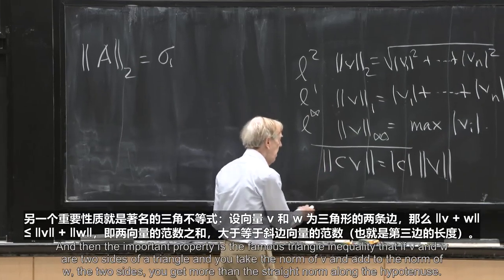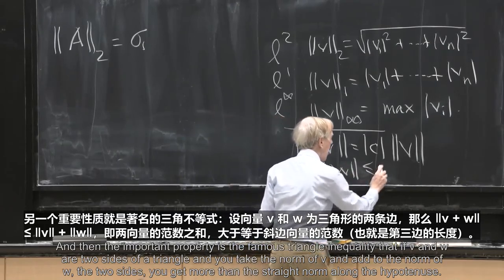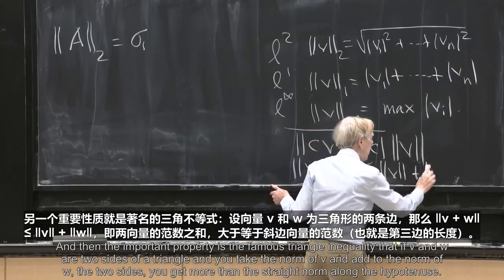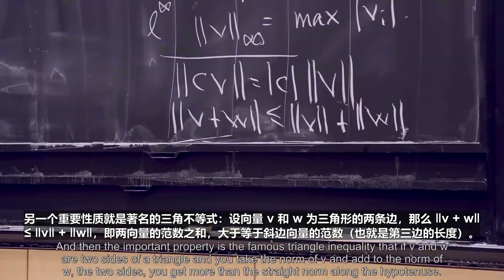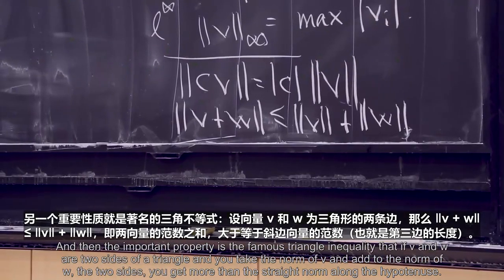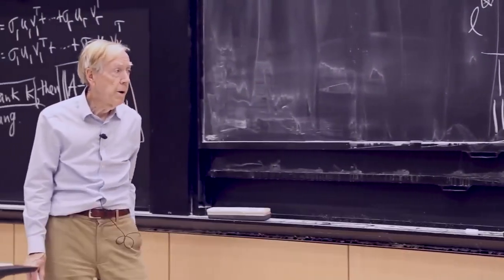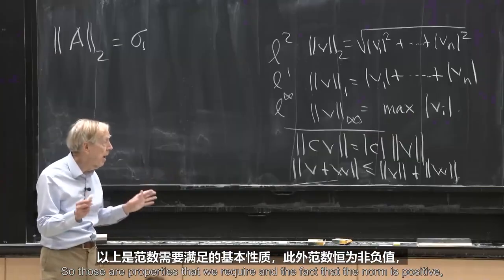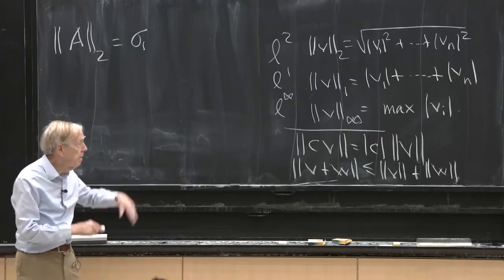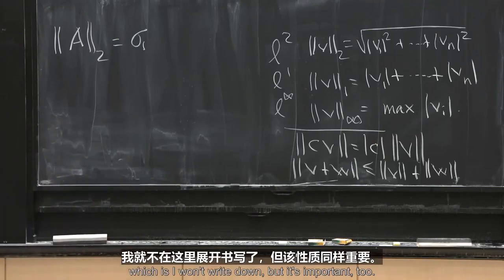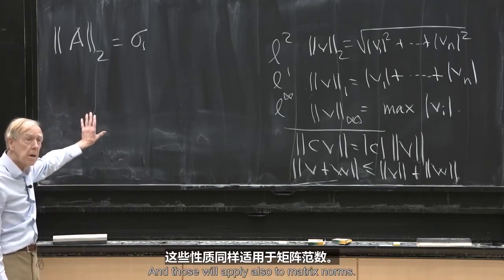And then the important property is the famous triangle inequality: if V and W are two sides of a triangle, and you take the norm of V and add the norm of W, the two sides, you get more than the straight norm along the hypotenuse. So those are properties that we require, and the fact that the norm is positive, which I won't write down, but it's important too. Okay, so those are norms, and those will apply also to matrix norms.